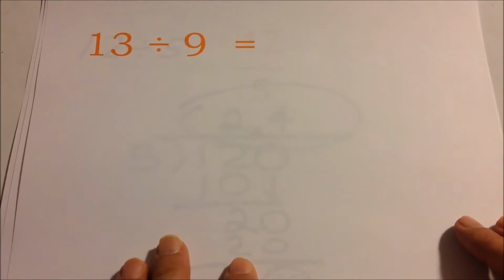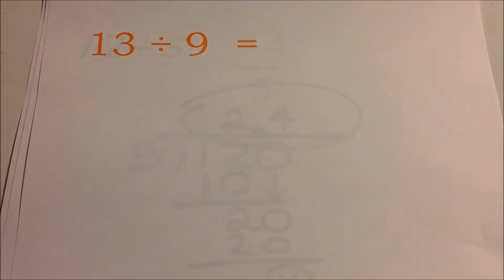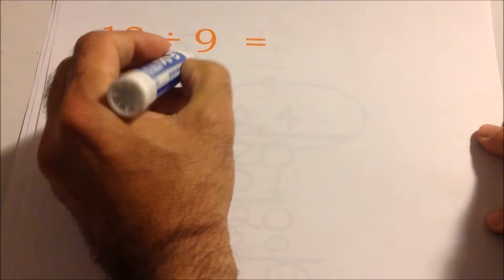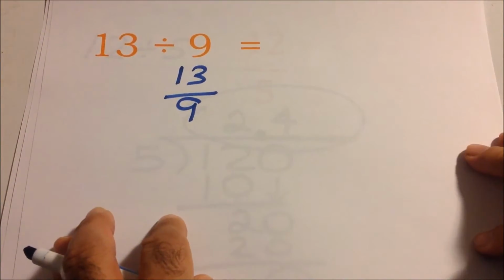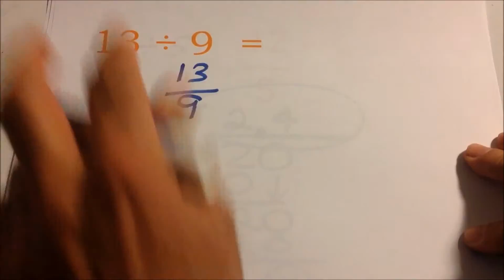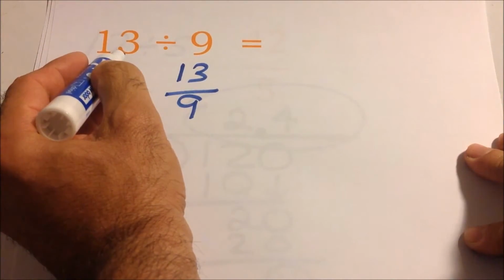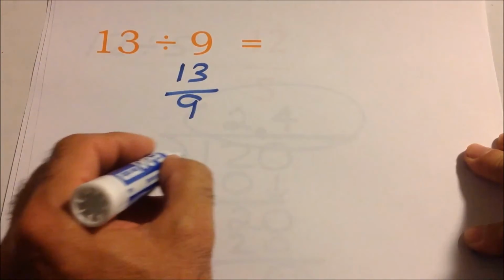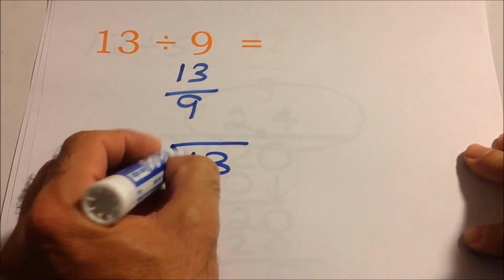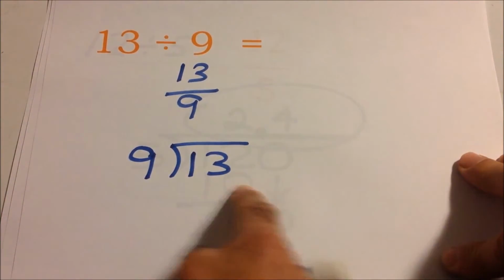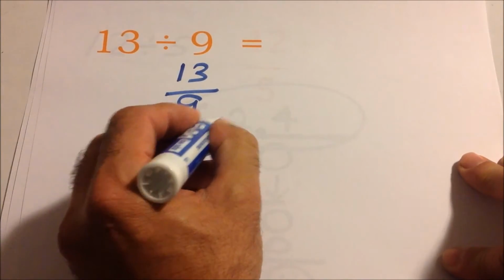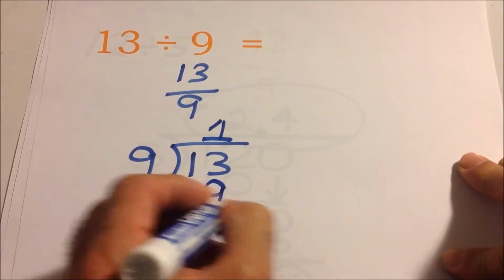Okay, try this one. 13 divided by 9. How else can I write it? Well, I can write it this way, like a fraction. 13 divided by 9. And what goes in the box? Right. First number or the top number. So 13's in the box. We'll put a 9 here. So 9 goes into 13. How many times? Once. You get a 9 here.